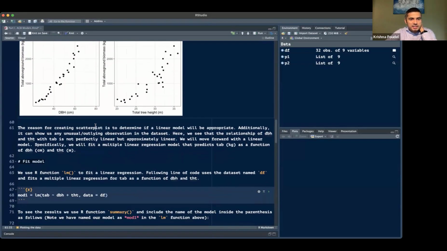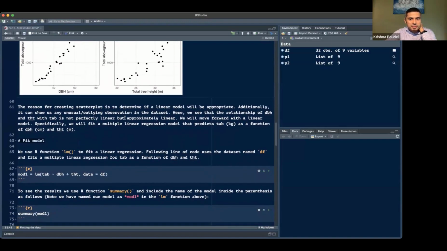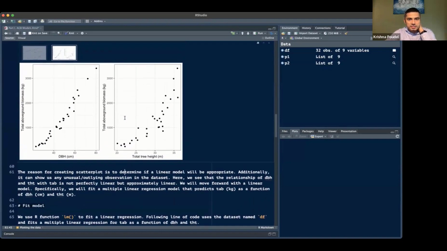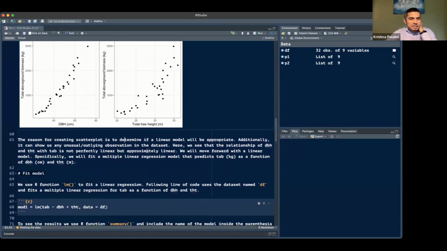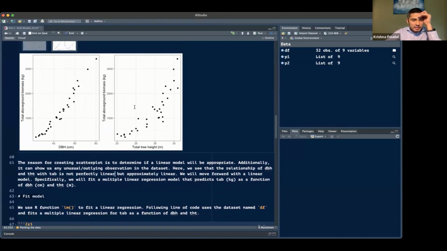The reason we want to create a scatter plot before we move on to model fitting is, first, that we can tell if a linear model will be good. Even for total tree height and total above ground biomass, the relationship is mostly linear. If we had seen a very curvilinear relation, then a linear model would not work. But in this case, I think the linear model will be fine, so we'll just move forward with that.